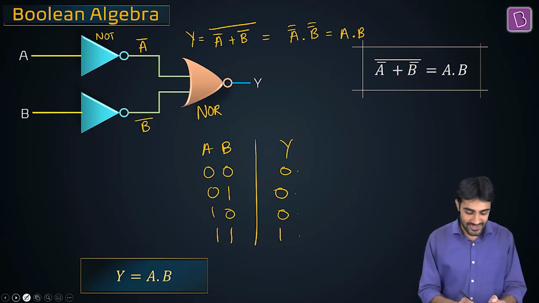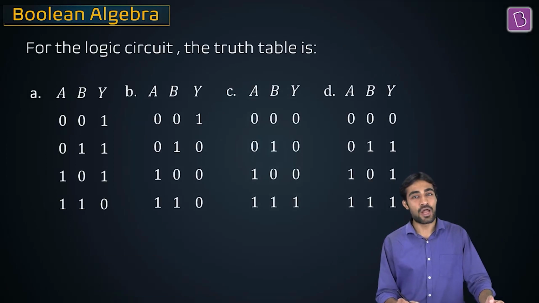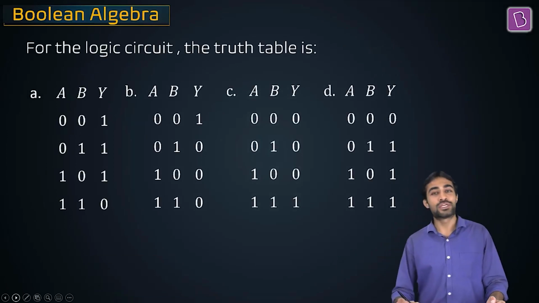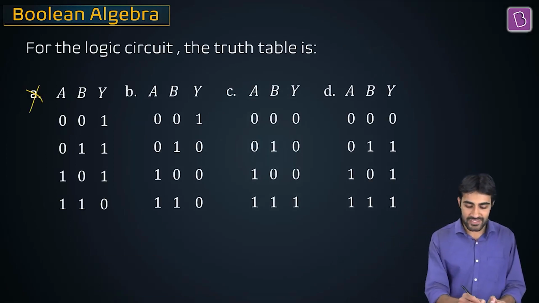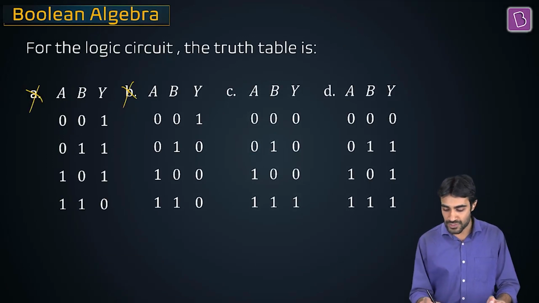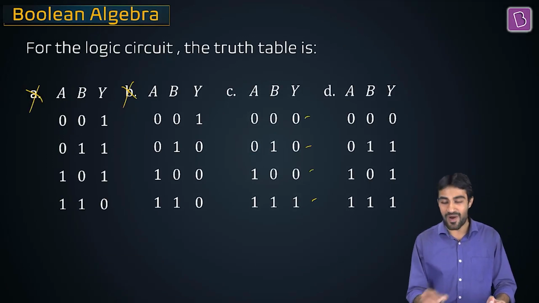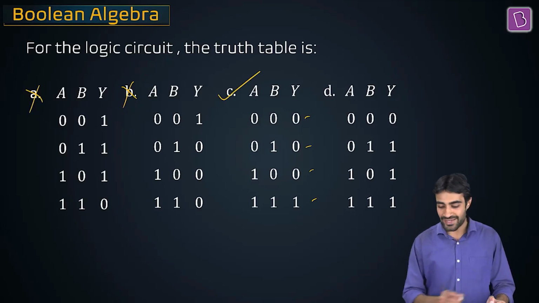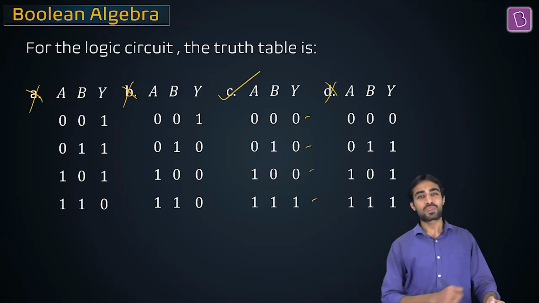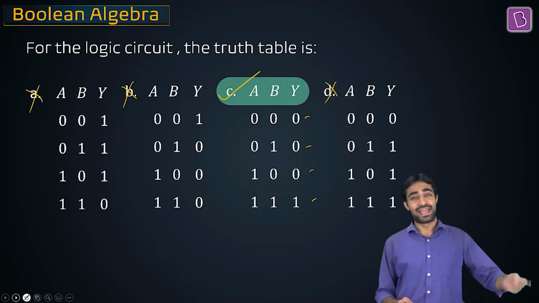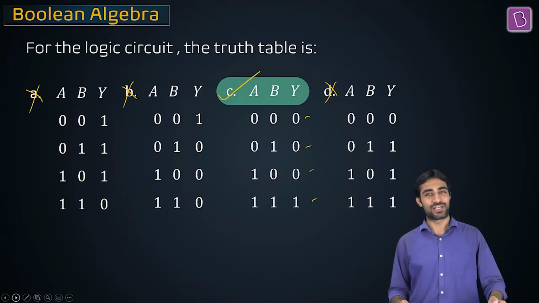Okay. Now let's check our options. Final output should be 0, 0, 0, and 1. So option A is wrong. Option B is wrong. Option C, 0, 0, 0, and 1. Option C is right. And option D is wrong. So only option C is the right answer for our question.